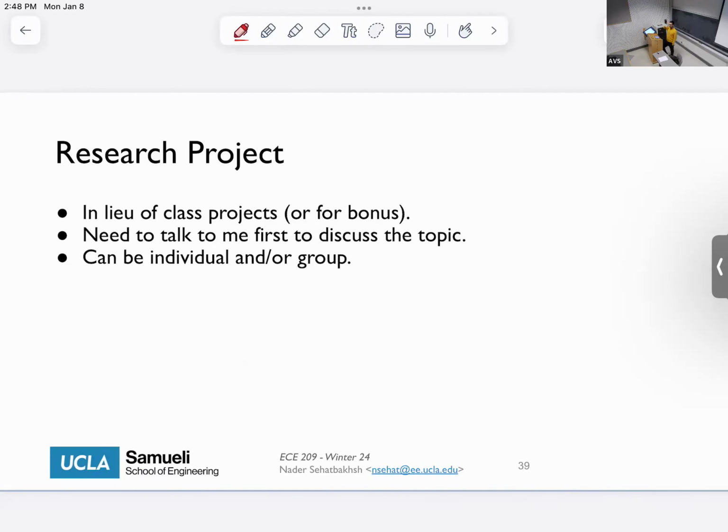Instead of doing the computer assignments, you can also do a research project. Okay, so the research project is a deep research project. This is just for those people who are really interested in doing some research. You need to first discuss it with me, and we can go over it. It could be done individually, or it could be done in groups. I'm open to both of them. But you don't have to do it. You can just do the computer assignments and we're good to go. Okay.